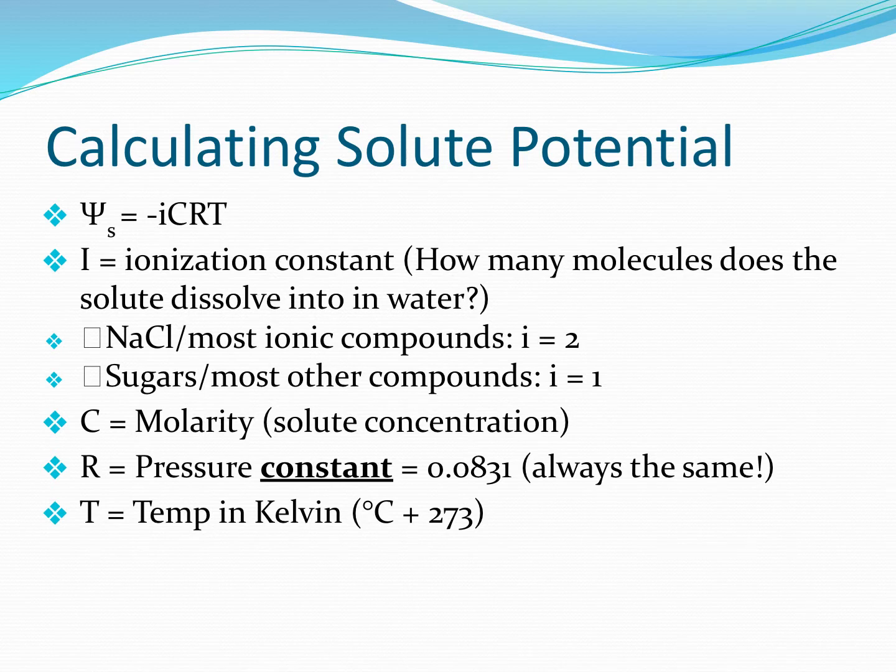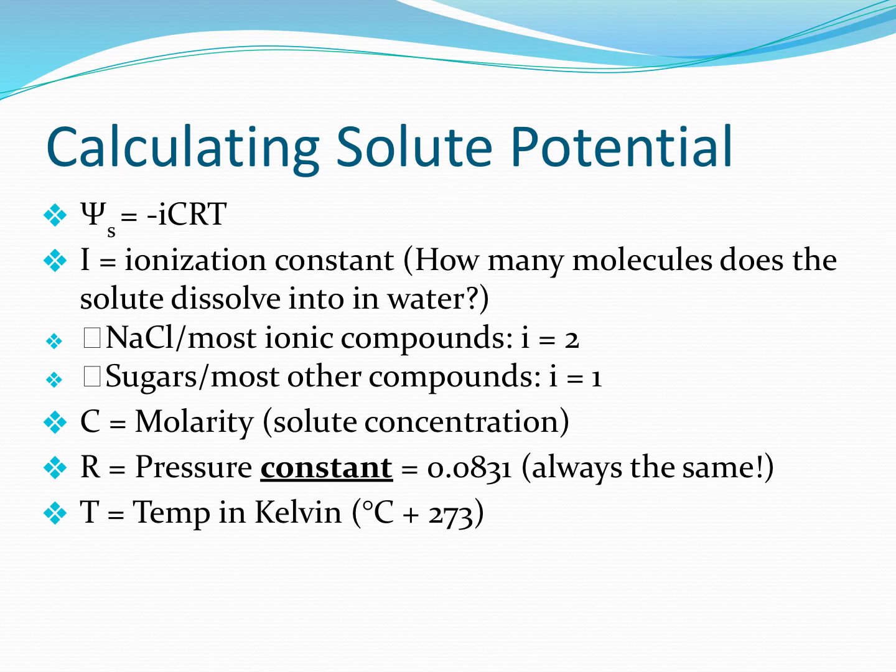If you're talking about a sugar solution, sugar, C6H12O6, is not an ionic compound. It's a covalent compound, so sugars do not dissolve into ions. When sugar dissolves into water, it is just dissolving into individual sugar molecules. So sugars only have an ionization constant of 1. That's a rule of thumb: i is 1 if it's a sugar, and i is 2 if it's a salt, and those are almost always the ones that you see. It is highly unusual to see something else.